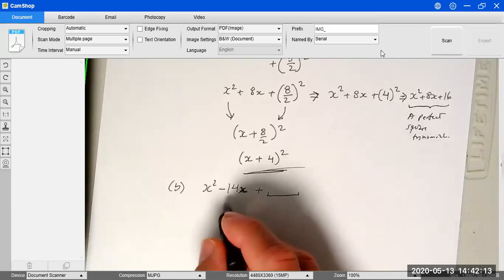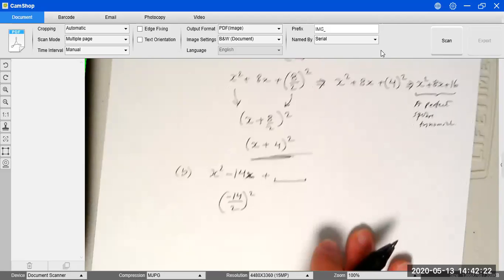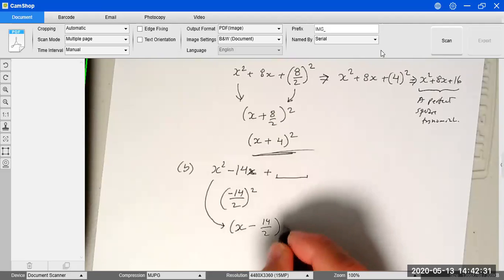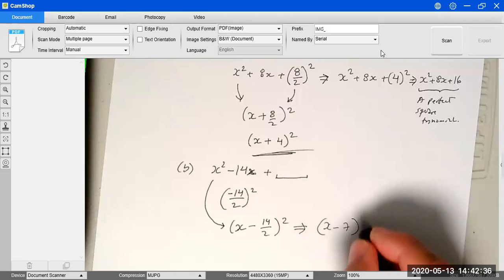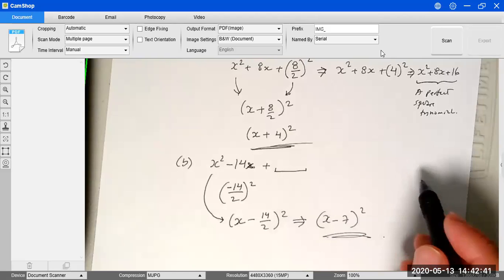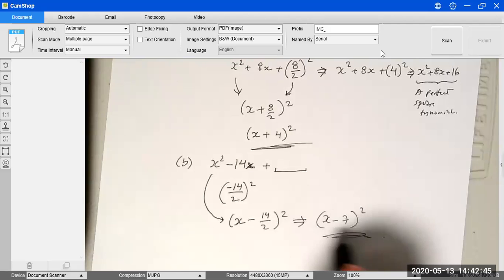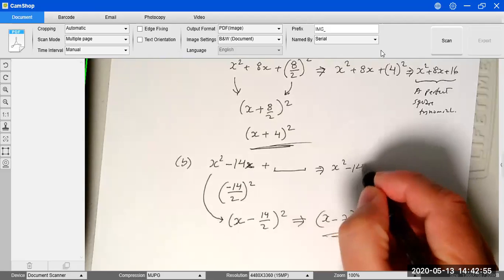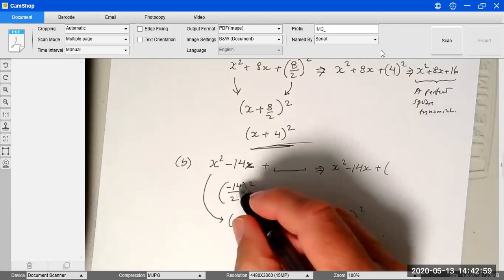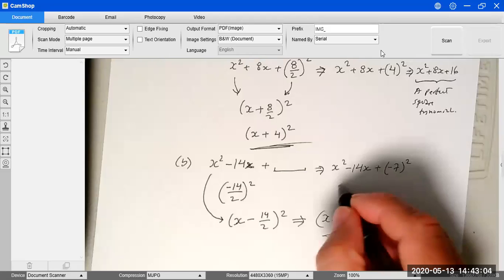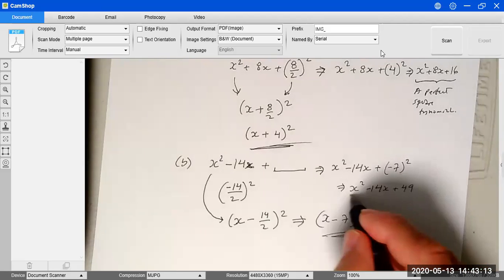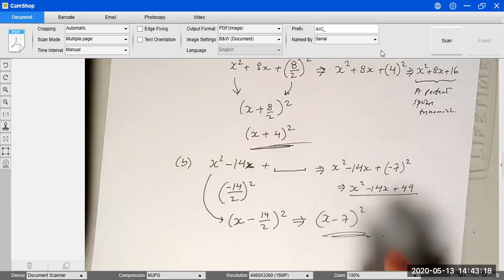So what is that something? We have (b over 2) squared. So we write our binomial as x minus 14 over 2, squared. So this is just (x minus 7) squared, and that's it. I'm not writing the trinomial because we don't need it. What we need is just this perfect square. But of course, we can complete the exercise by writing x squared minus 14x plus (negative 14 over 2) squared, which is negative 7 squared. So the trinomial that is a perfect square is x squared minus 14x plus 49, and this is the way that you write it as a perfect square.